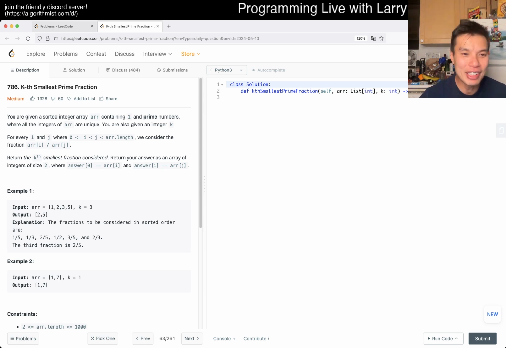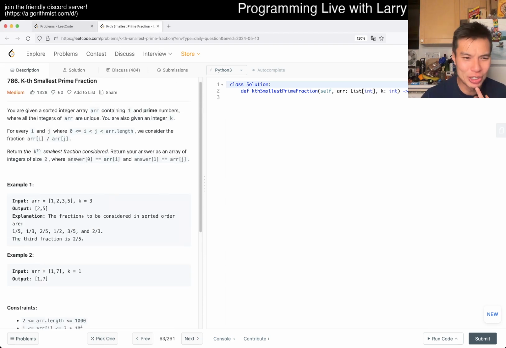All right. So you're given a sorted array containing one and prime numbers where all the integers are unique. You're also given an integer k. Okay, so they're unique and you're given k. For every i and j, we consider the fraction array sub i over array sub j. Return the kth smallest fraction considered. Return your answer as an array of integers of size 2 where answer 0 is equal to array sub i, right? Okay, so basically you have n choose 2 kind of things, and then you're trying to figure it out.